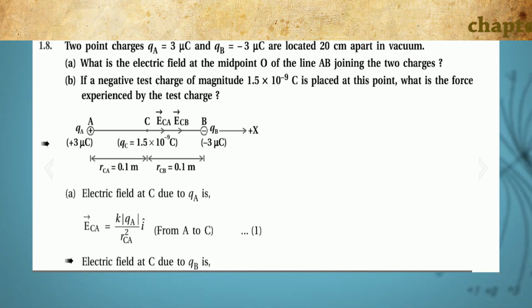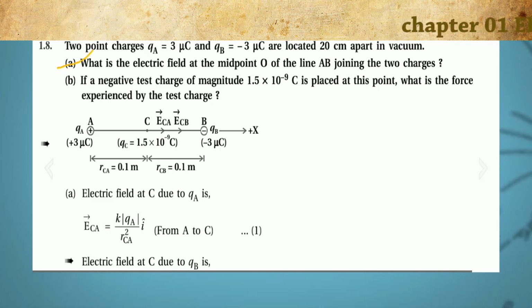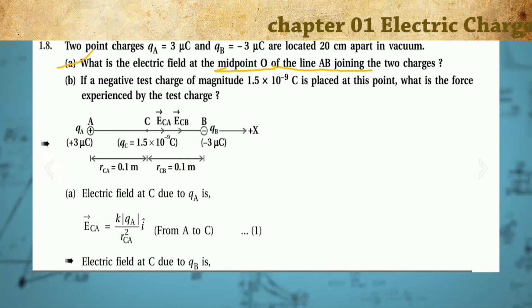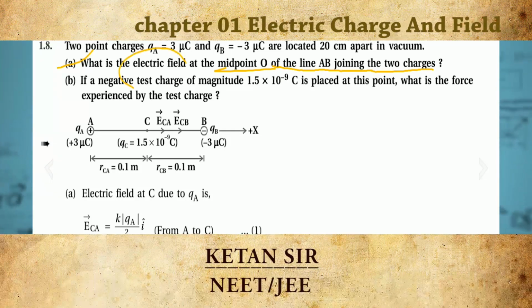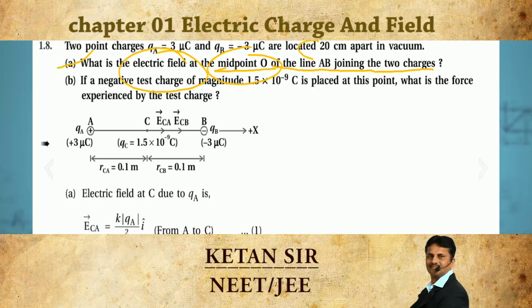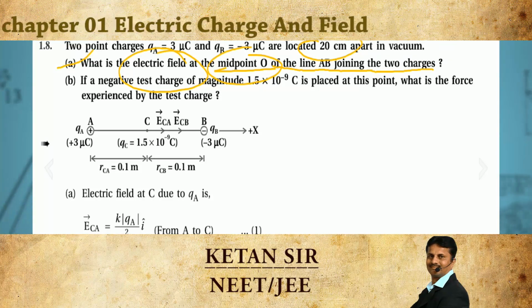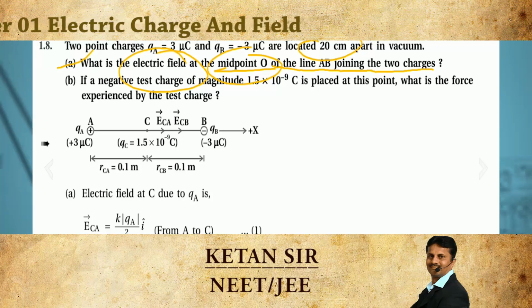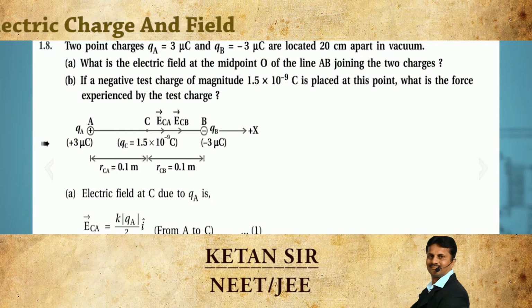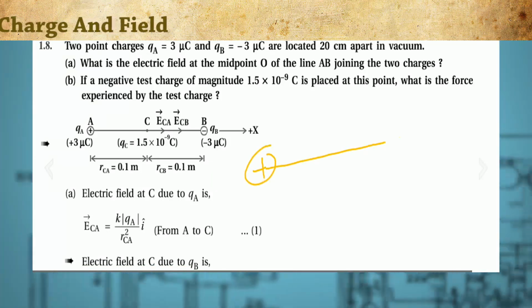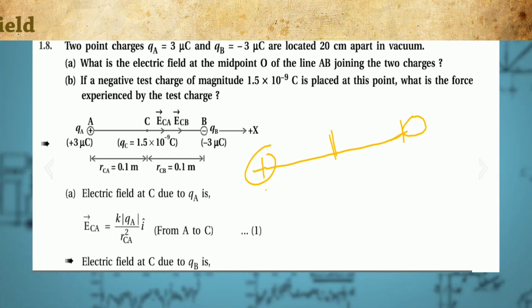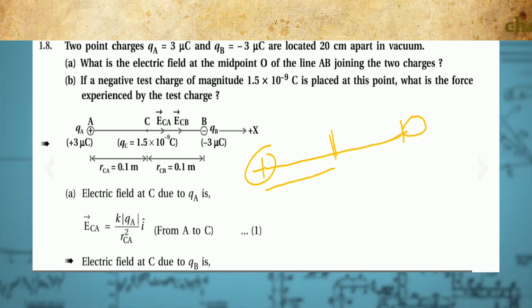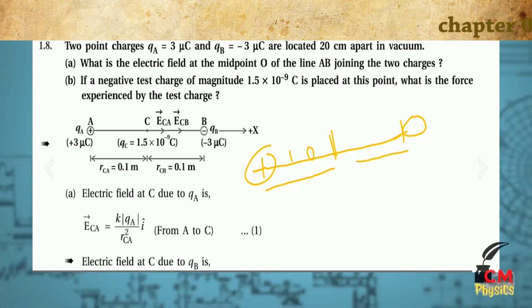There are two parts of the question. In the first part, what is the electric field at the midpoint O of the line joining A and B, joining the two charges? That means the distance is 20 centimeters, and you know very well 20 centimeters is converted into meters. Here are two charges, plus and minus, and here is the midpoint. That means this distance is 0.1 meter, or 10 centimeters. Also, this distance is 10 centimeters.